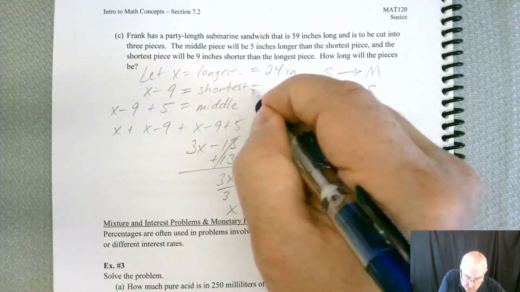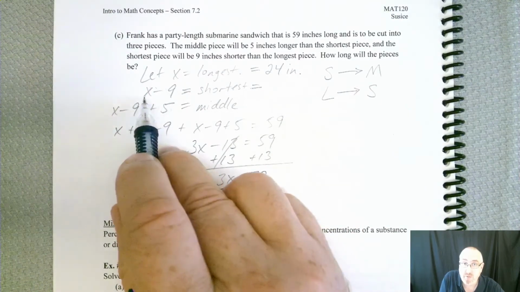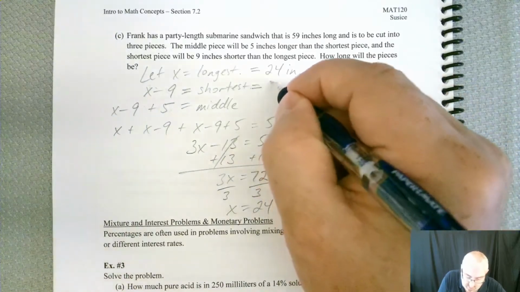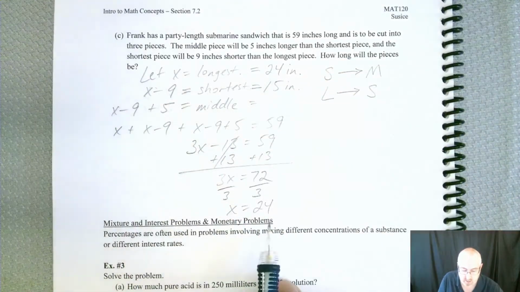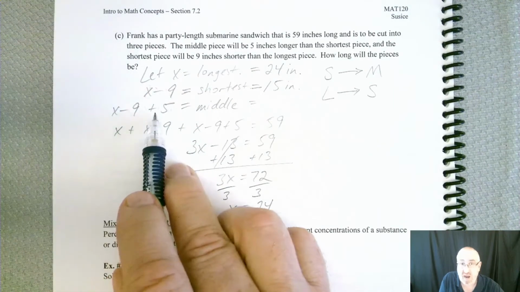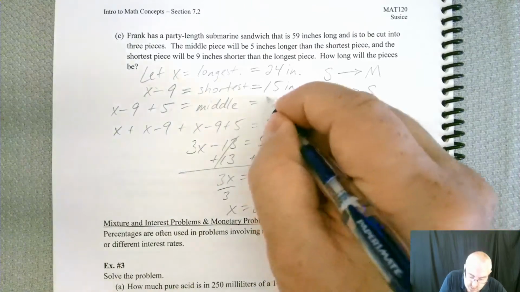What would our shortest piece be then? So remember, we can plug that value of x back into the expression. So 24 minus 9 is 15. And then the middle piece, well, it's 5 inches longer than that. So let's just add 5 to the 15, which gives us 20.